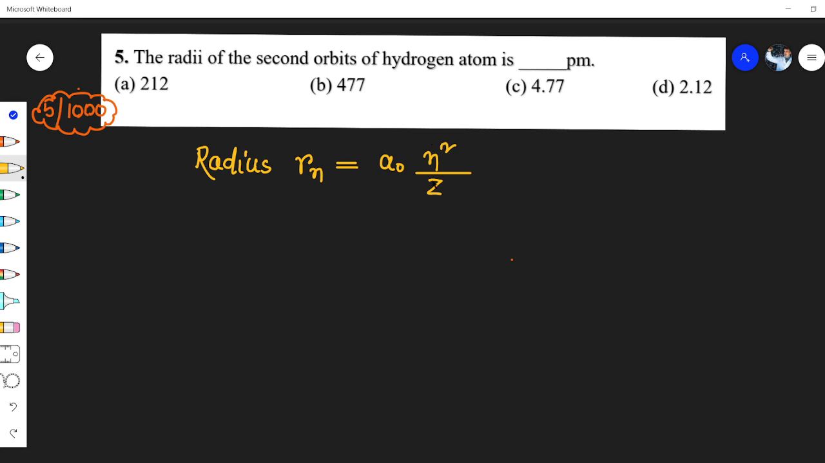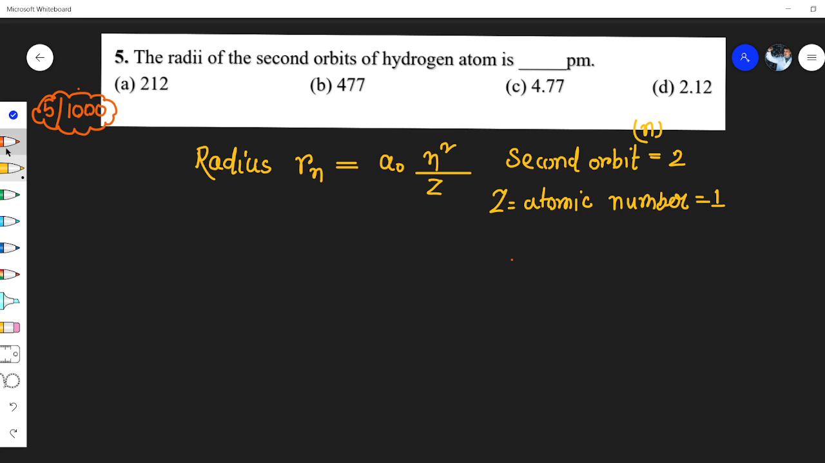So what is the value of n and what is the value of Z? All of you know, right? Whenever we talk about the first orbit, in that scenario you take the value of n as 1. Whenever we take the second orbit, the value of n would be taken as 2, right? Great. So for the second orbit, the value of n would be 2. And Z, what is the value of Z for the hydrogen atom? Z is the atomic number. And do you know what the atomic number is for hydrogen? The atomic number for hydrogen is 1, right?